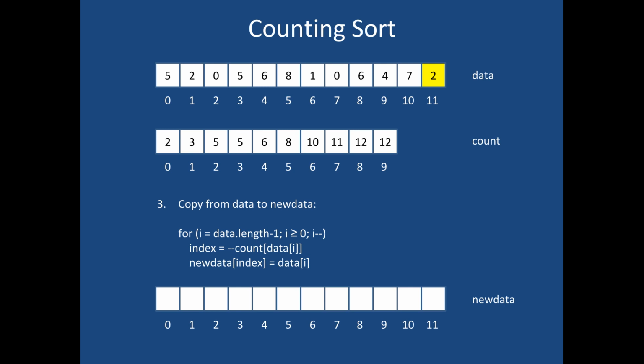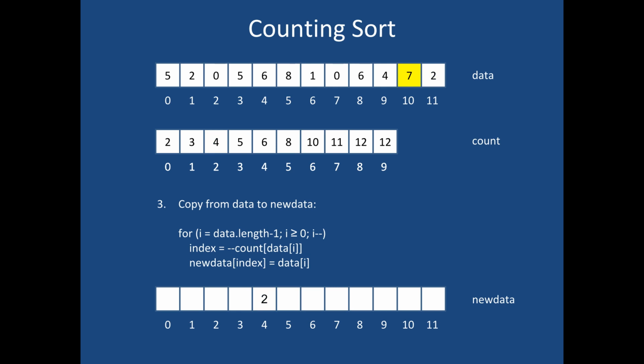So what's the index of the last 2 going to be? It's going to be 4. So what we do is we subtract 1. We look up the number of elements less than or equal to 2, which is 5. We subtract 1 from it. That gives us the index at which we store that 2 in the sorted array. So we're copying down. Okay?